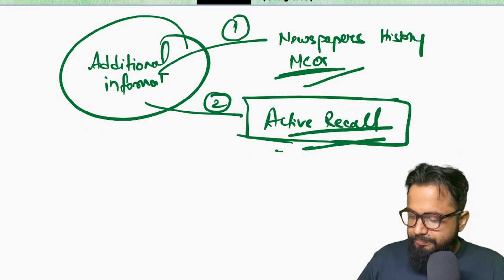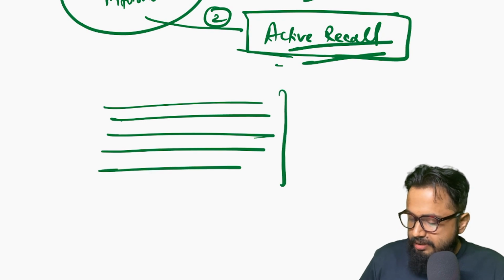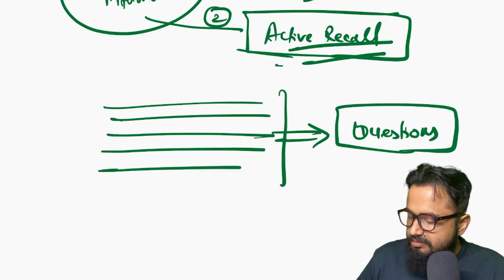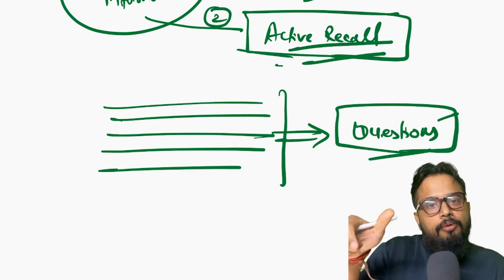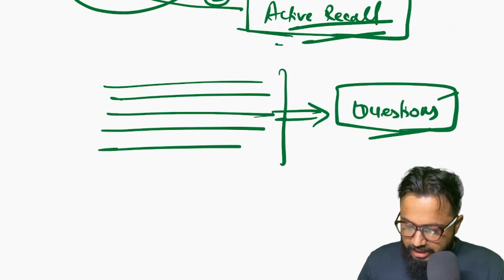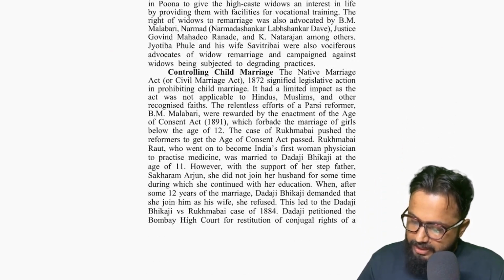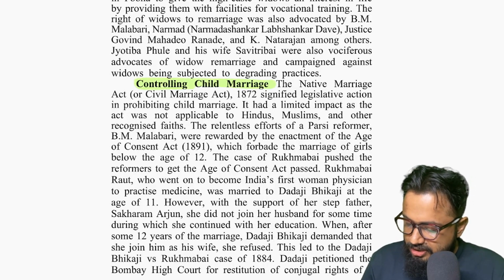What active recall is: if some statements are given here, I will basically form questions out of this. Instead of just blandly taking the same exact thing as notes in my copy, I will form questions on those notes. I can demonstrate this to you in a very brief manner. I have this Modern History PDF, again Spectrum. For example, this is controlling child marriage. This is Modern History Spectrum.